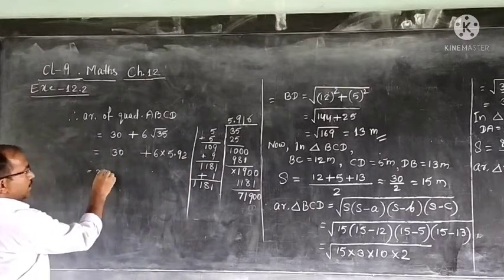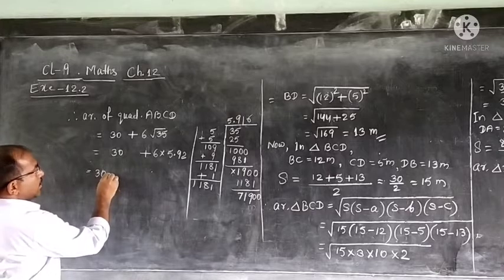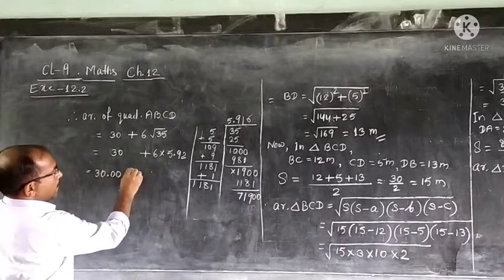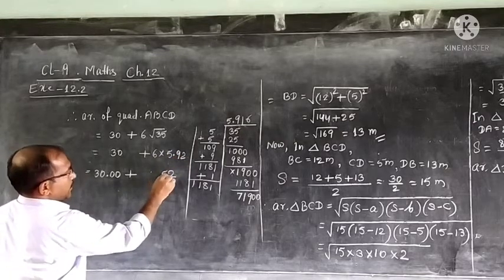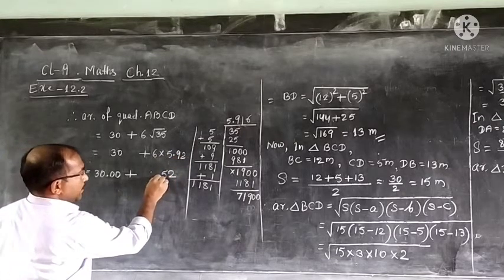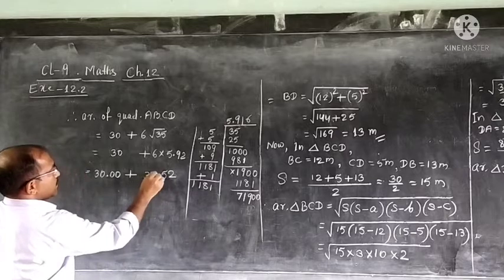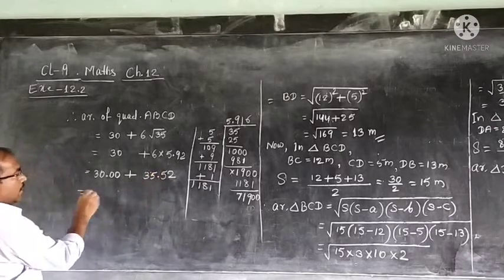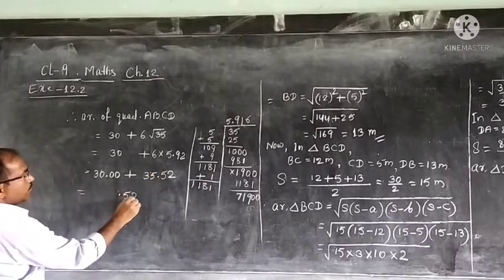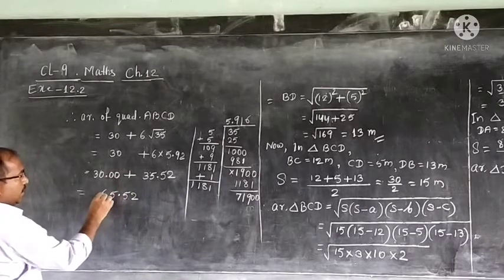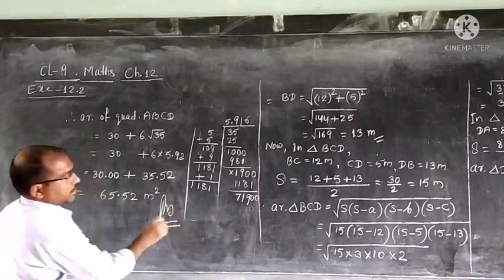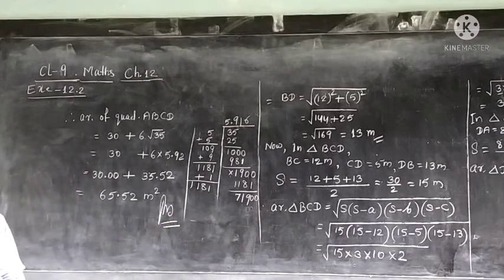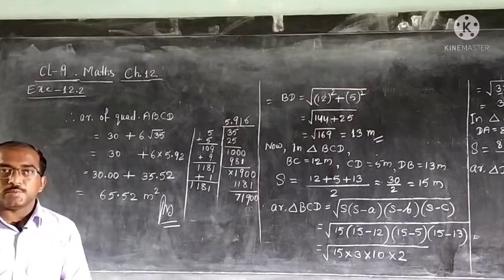Now, 30 does not have a decimal digit. So, we will put here 20. 6 twos are 12, 9 sixes are 54, 55, 5 remains, and 6 fives are 30 plus 5, 35. And finally, we add 5 2, 5, 3 3, 65.3 meter square is the area of that park. Hope you have understood. Now, we will go to question number 2.